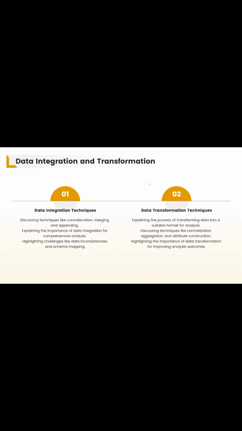Data integration and transformation. So, what are the techniques for data integration? Concatenation: combining the data sets vertically by stacking them on top of each other, assuming they have the same structure. Merging: combining the data sets horizontally based on a common key like IDs, to enrich data by adding related information from different sources. And appending: adding new rows to an existing data set, which can be useful for continuously updating the data. What is the importance of data integration?